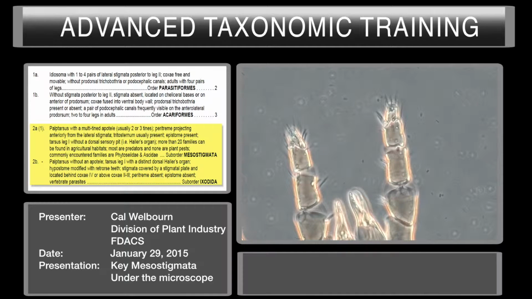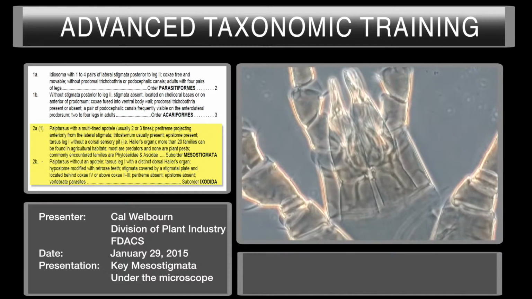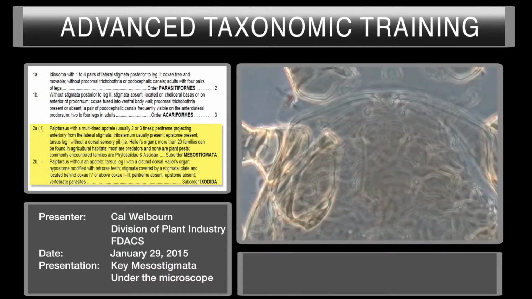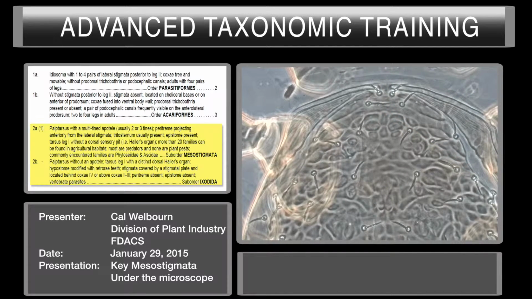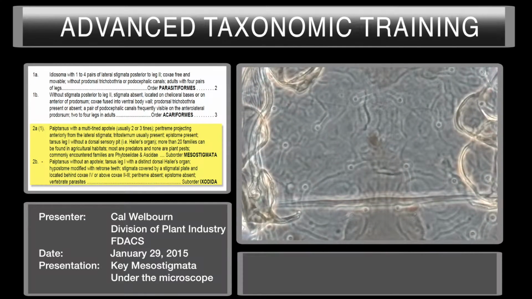All right, the paratremes, we've looked at them. We'll go back to them. Here's the anterior end of the paratremes. There's one, and the other one is on the other side. It starts at the stigmata, which is here, and goes anteriorly.